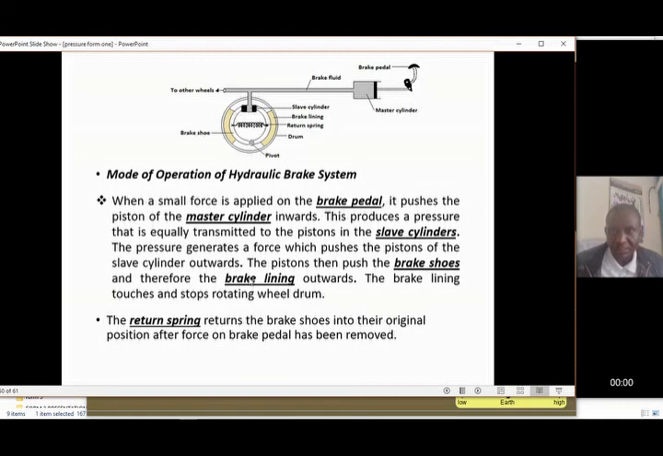When they push outwards, what happens? The piston then pushes the brake shoe and therefore the brake lining outwards. The brake lining touches and stops the wheel drum. That stops rotation. When you remove your leg from here to apply the force, the return spring pulls the brake shoe back into the original position after force on the brake pedal has been removed.